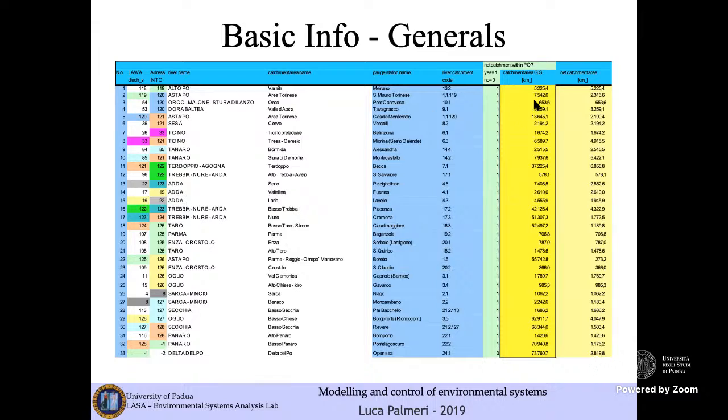Of course, for each catchment, you see that the catchment area is larger than the net catchment area. This means that in some cases they are equal, meaning that there are no contributors. But in general, we may say that, for example, this is the case of the Ticino, in which the catchment area is larger than the net catchment area. These are square kilometers.